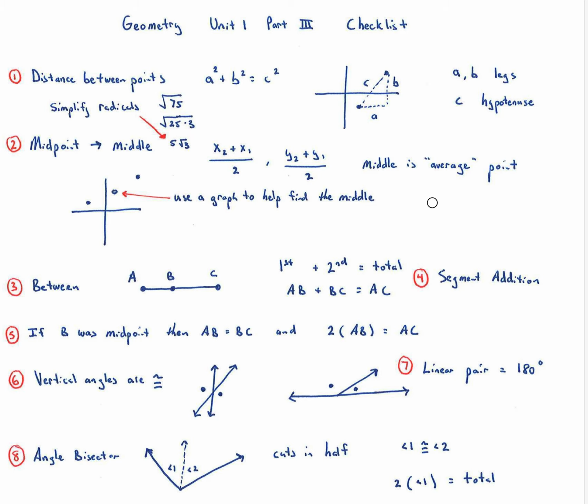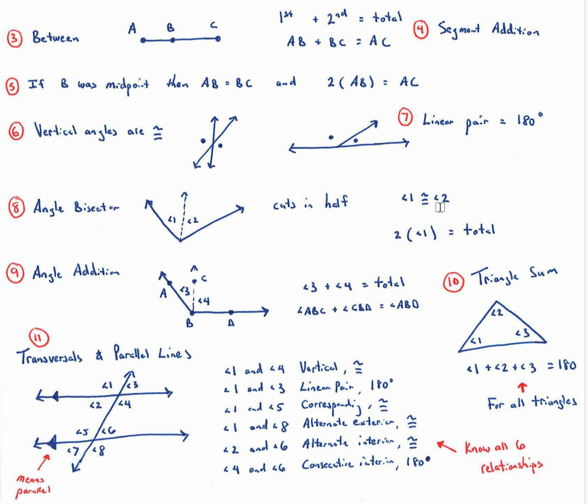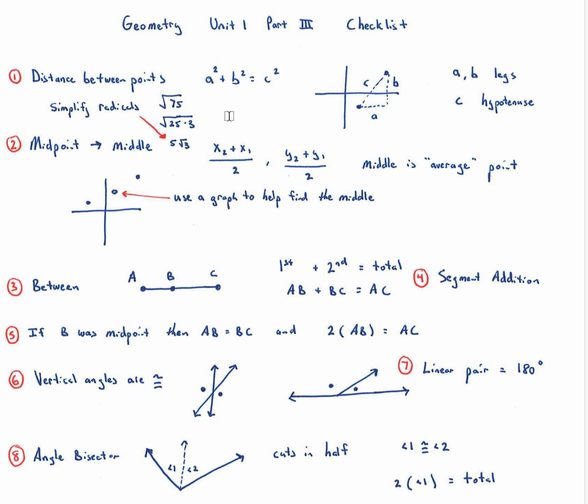Part 3, this is the final test of the first quarter, and this is the checklist. There are 11 bulleted points here that we want to go through, but first we absolutely need to be able to find the distance between points. Okay, that's the first one, and to find the distance between points, we can use the Pythagorean theorem. So I would give you a point here and a point here, and we want to find the distance.